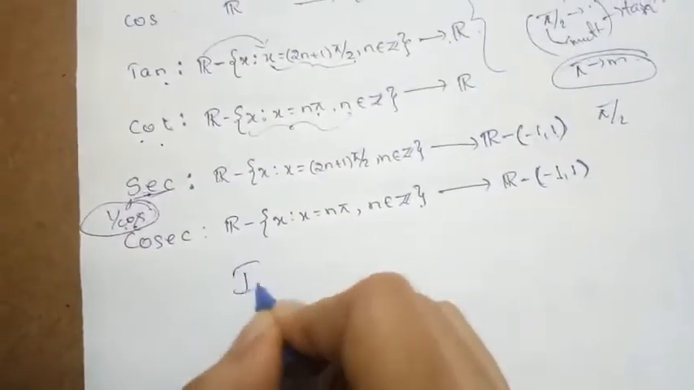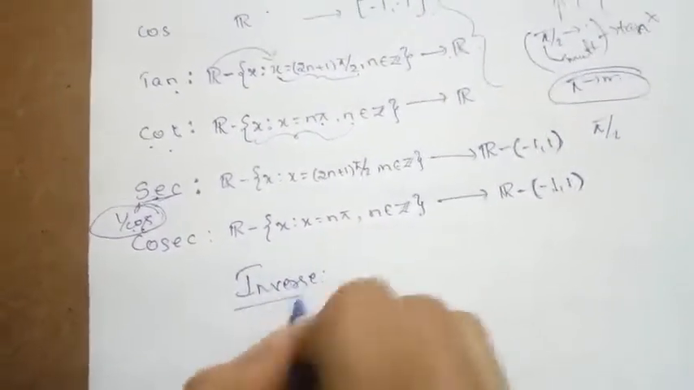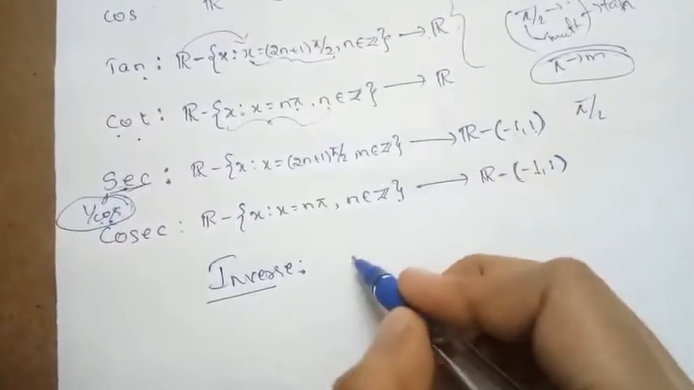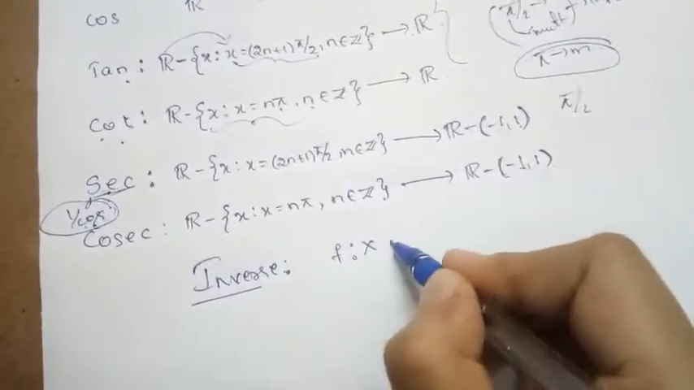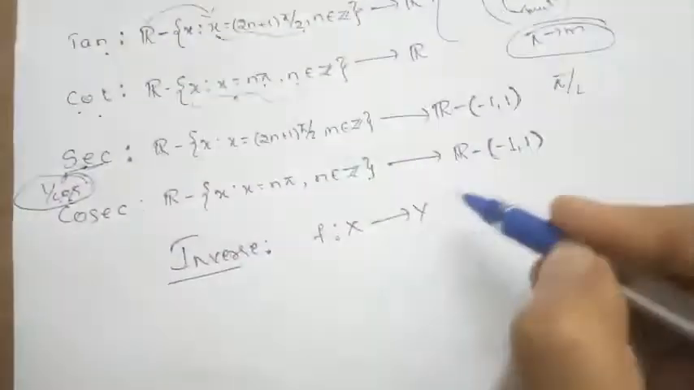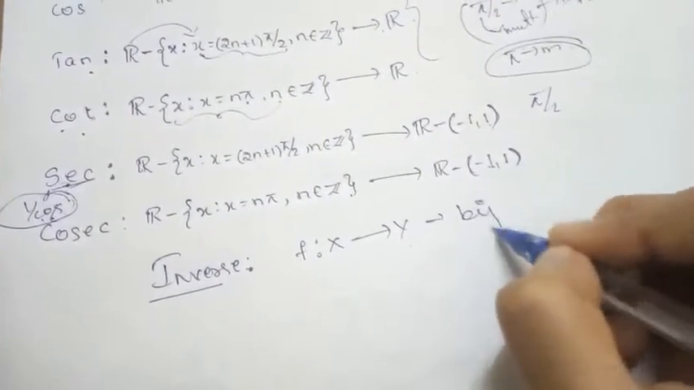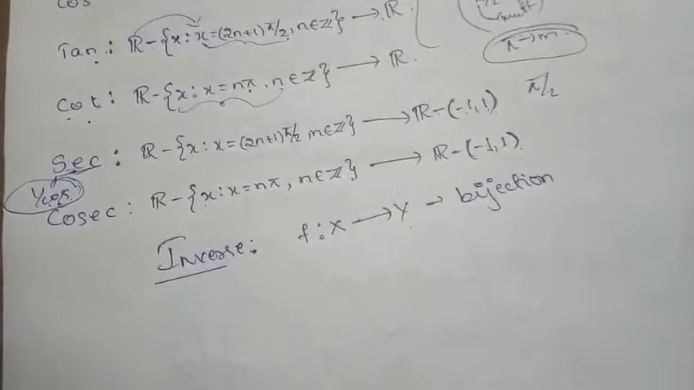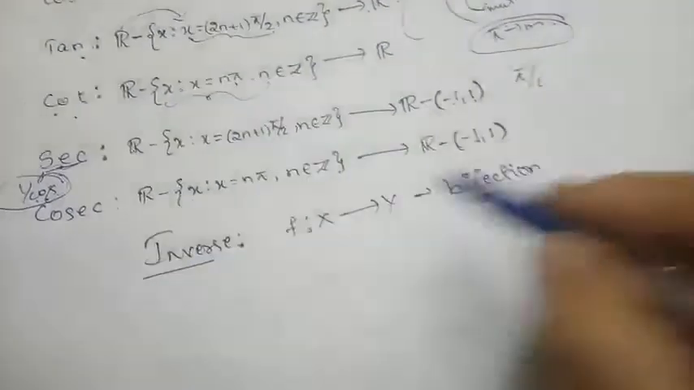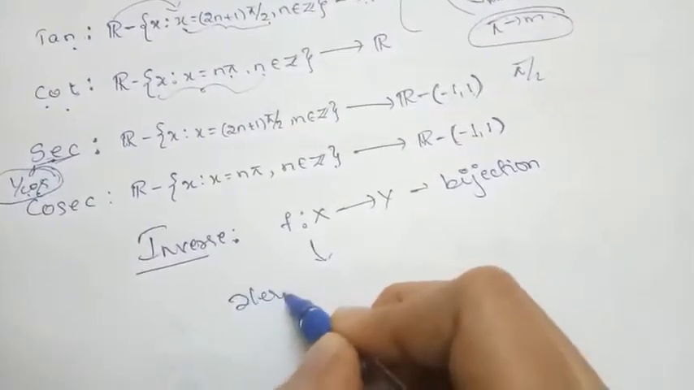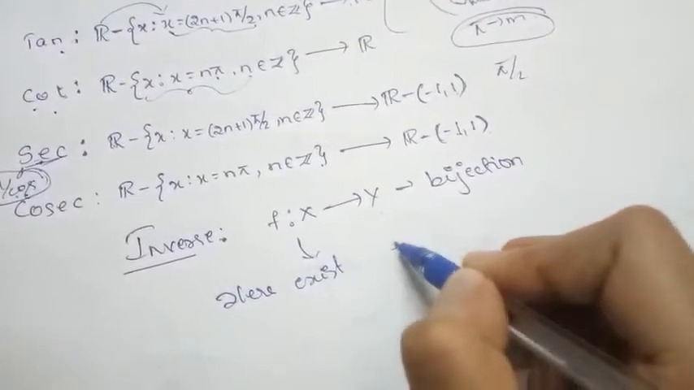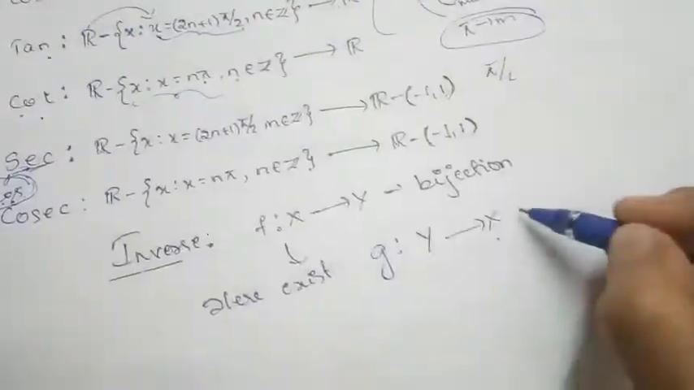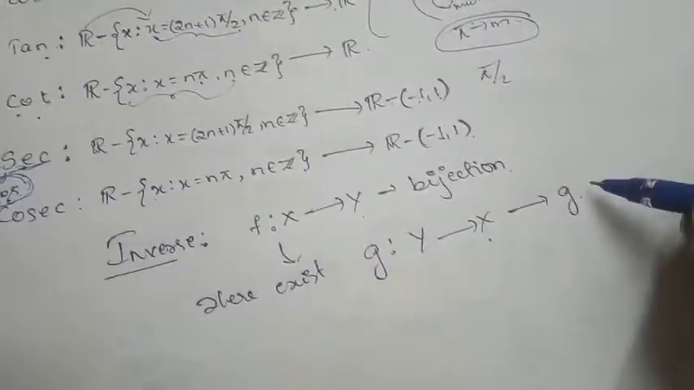And another thing is the inverse. The inverse definition, as usual, I have said in the previous point itself. We know that if a function f from set X to Y is defined and this function is bijective, then there exists a function g from Y to X, where that g is nothing but what?